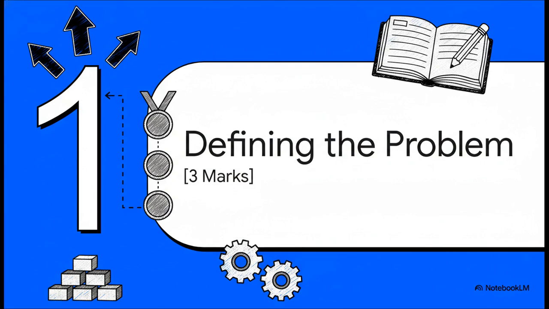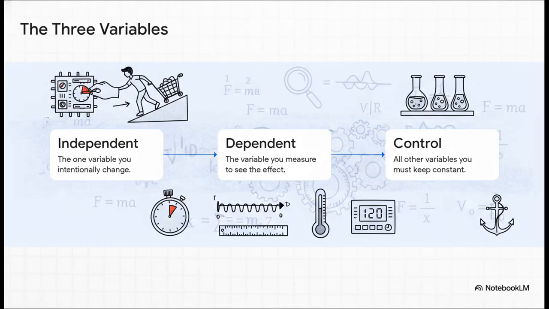Okay, Section 1, defining the problem. This is where you'll bag your first 3 marks. Seriously, think of this part as the foundation of your entire answer. If you get this right, everything else becomes so much easier. So, the very first thing you've got to do is nail down your variables. This immediately tells the examiner that you get the logic of the experiment. You need to clearly state your independent variable, that's the thing you're going to change, then your dependent variable, the thing you'll measure, and finally, your key control variables, all the things you have to keep the same to make sure it's a valid test.